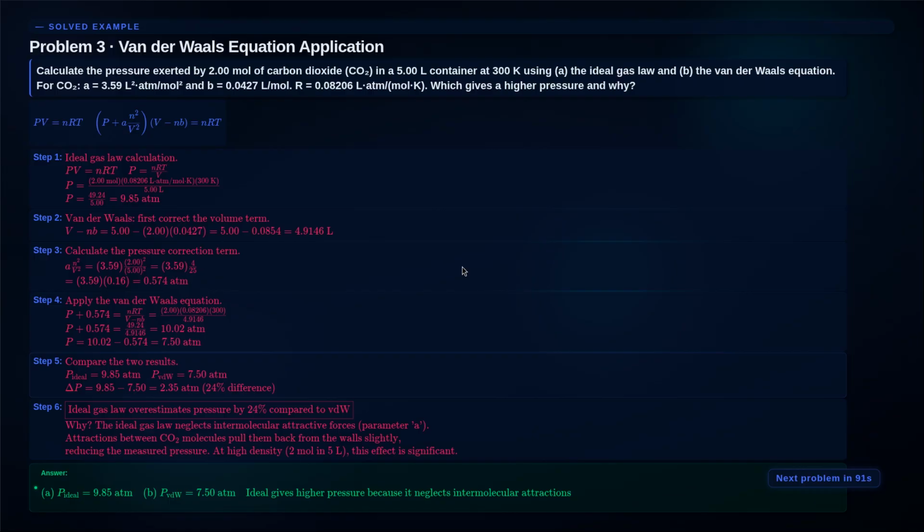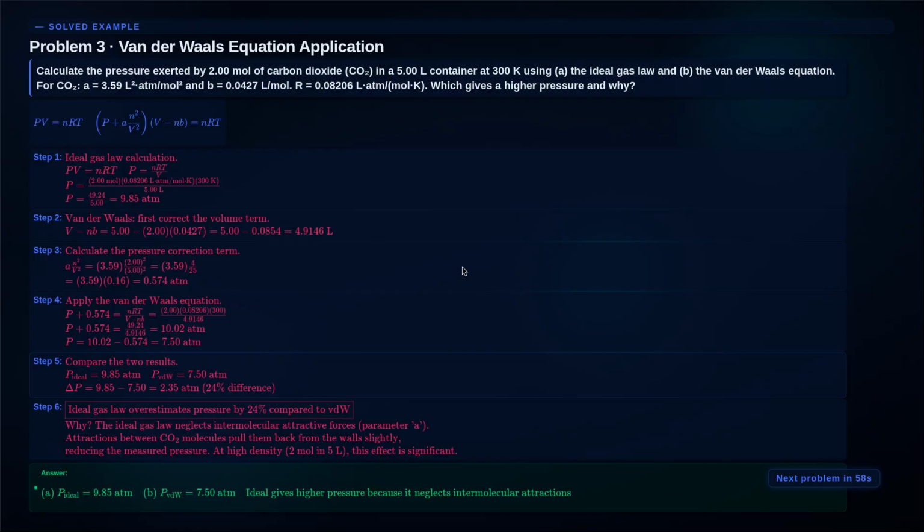Step 1. Ideal gas law. P equals nRT over V. 2 moles times 0.08206 times 300 divided by 5. This gives 9.85 atmospheres. Step 2. Van der Waals correction. Correct the volume term. V minus nb equals 5 minus 2 times 0.0427 equals 4.9146 liters.